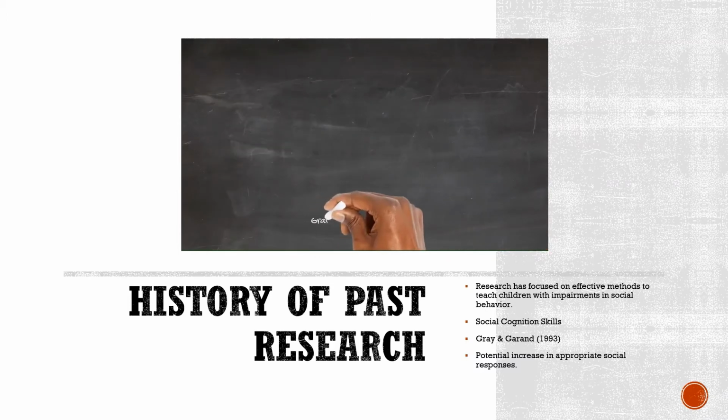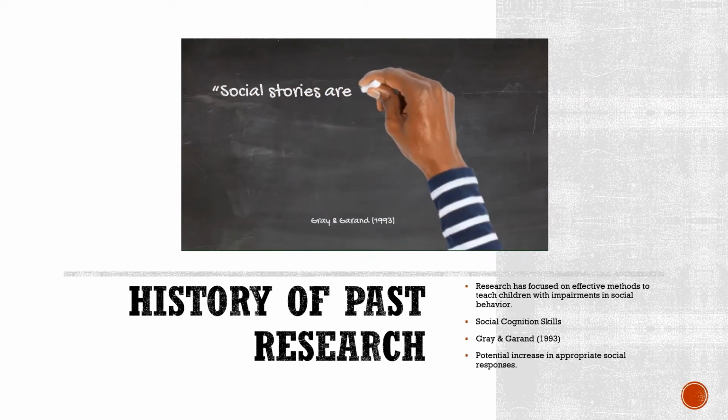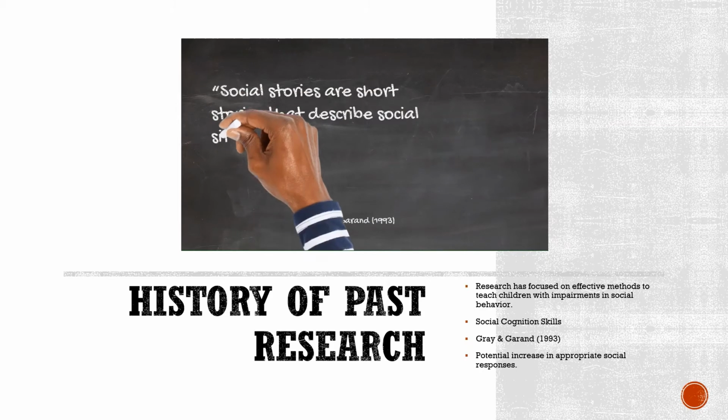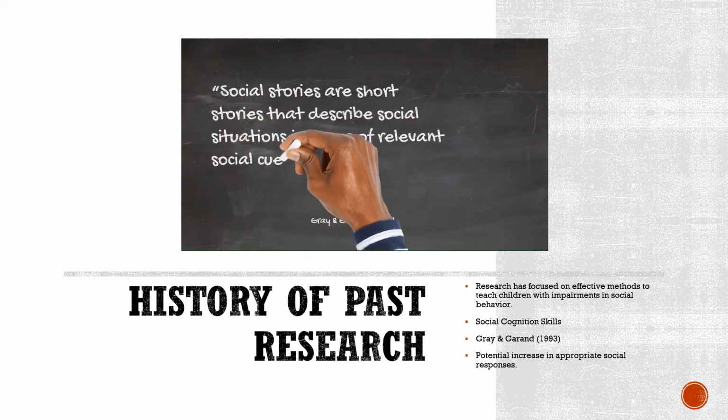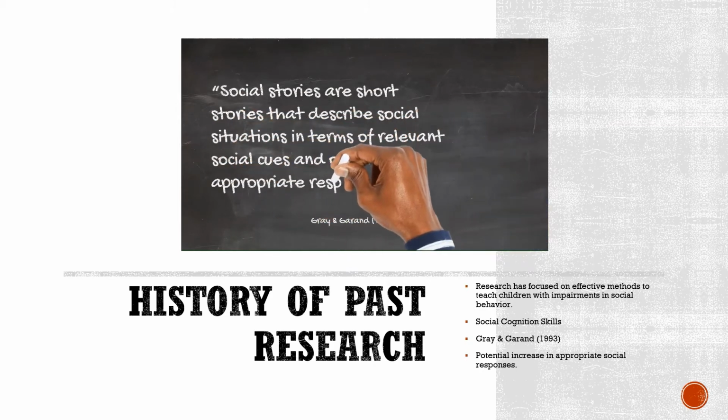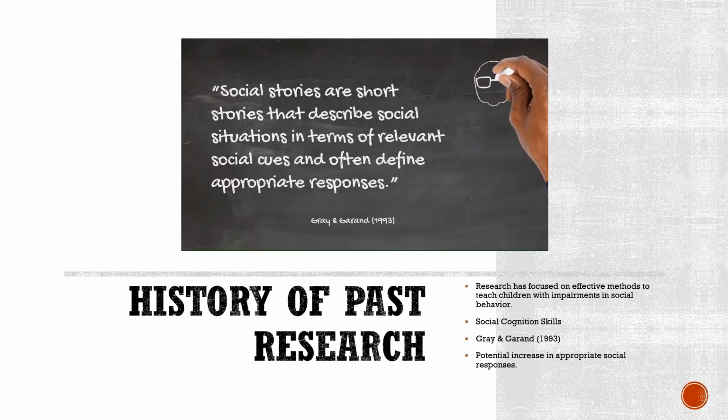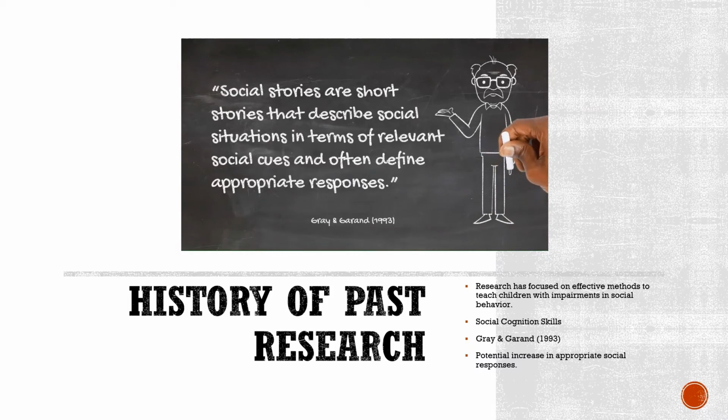According to Gray and Garand, social stories are short stories that describe social situations in terms of relevant social cues and often define appropriate responses. For some students diagnosed with an autism spectrum disorder, their appropriate responses to various social situations improved through the use of this method.